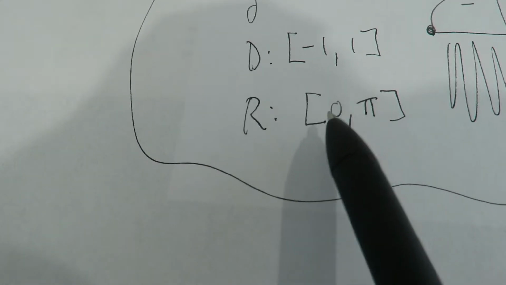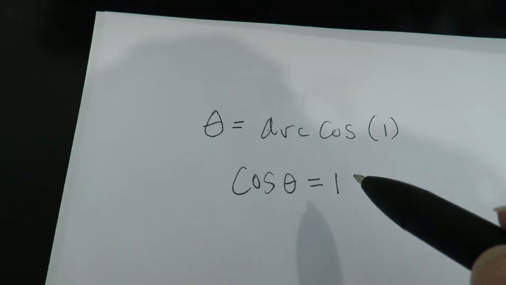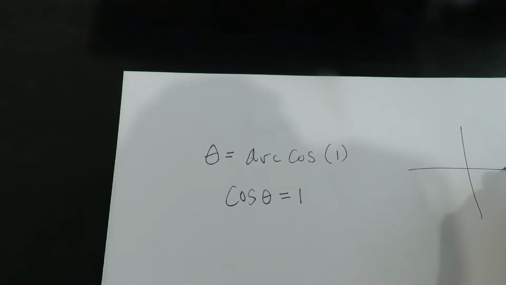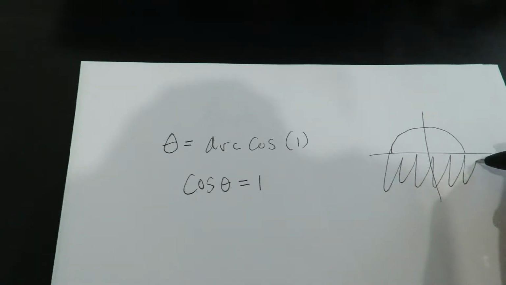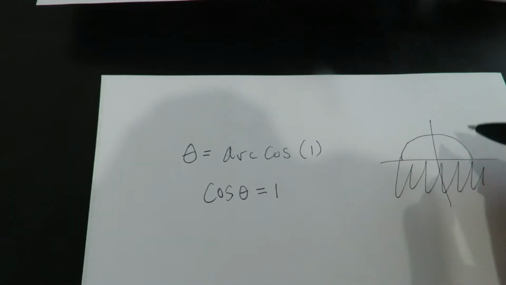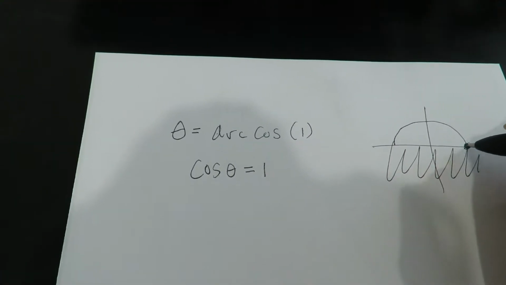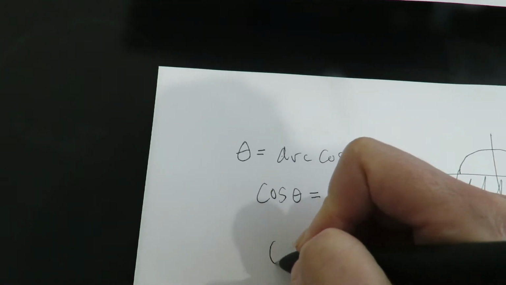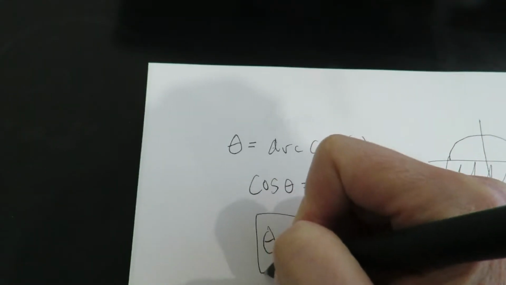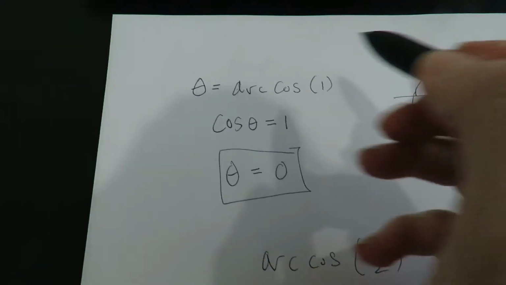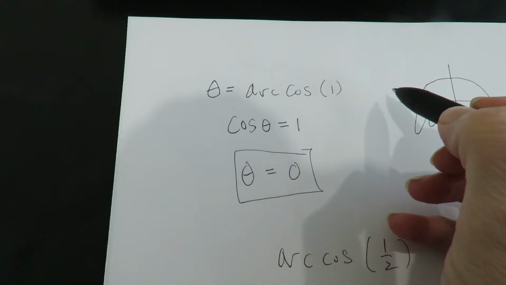An arc can only output in between 0 and pi, so you've got to be really careful you stay within there. So within the constraints that I'm allowed to use, the only place where the cosine can do that would be right here at an angle of 0. So theta is going to have to equal 0. You can say that in radians or degrees, it doesn't matter. So the arc cosine of 1 equals 0.